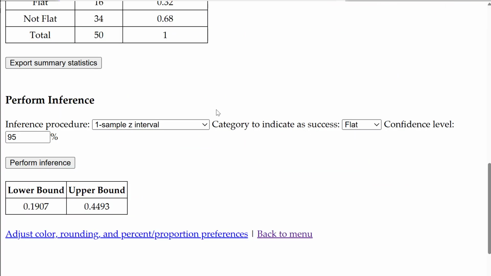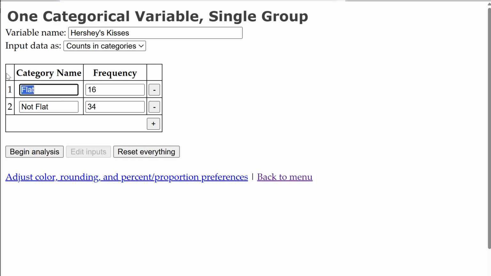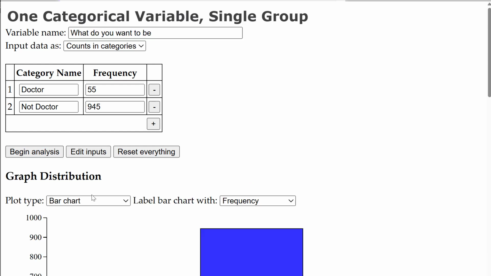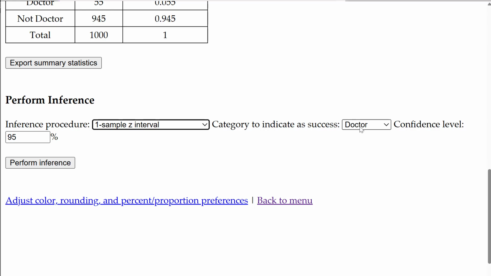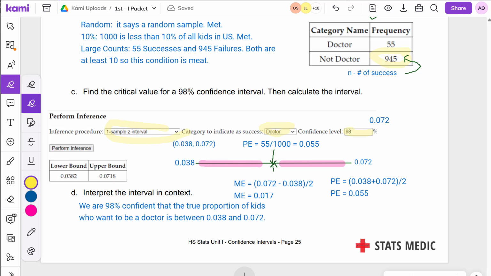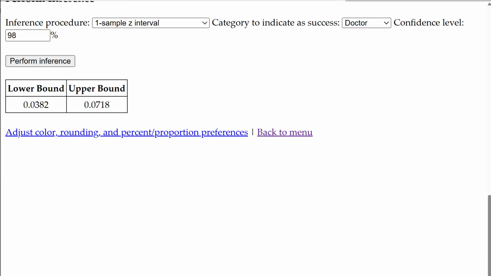So I could just change these up here, edit inputs, doctor, 55, not doctor, 945, and then what do you want to be? Give me anything. All right, scroll down. We want a one sample Z interval, doctor, and I think they wanted 99%, right? 98%. So put 98 here and perform inference, and boom, there's your boundaries, which match, well, I would hope so because we got them off the same tool.